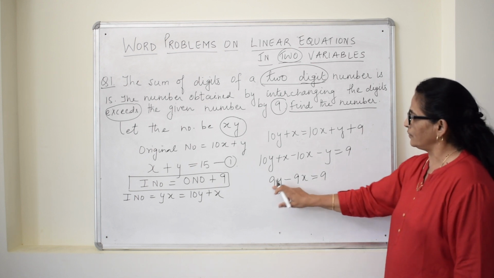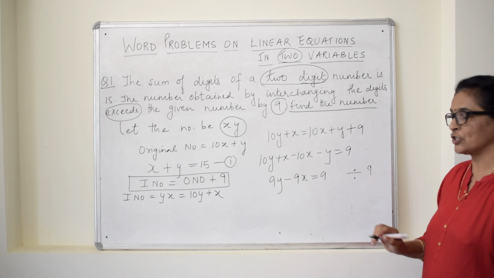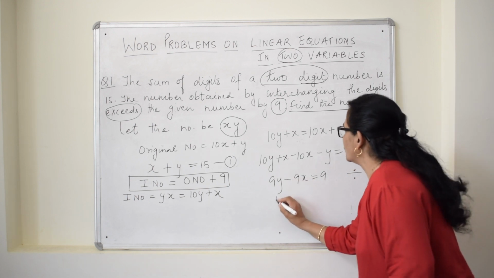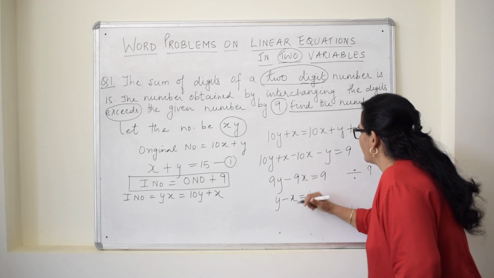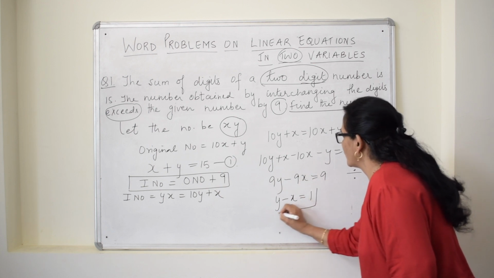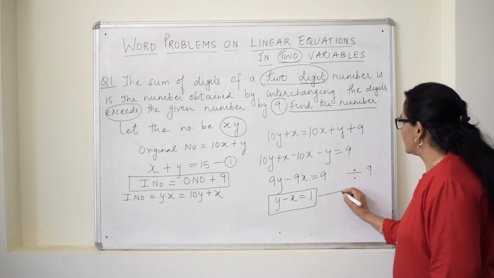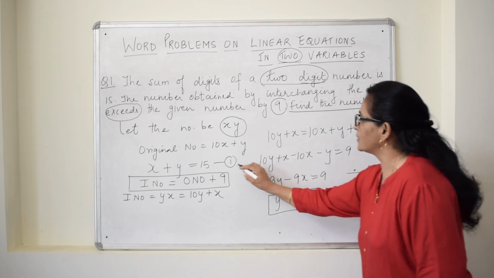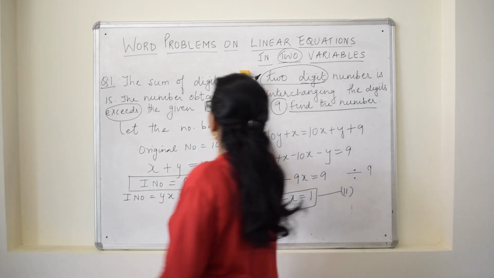We can see 9 is the common factor. We'll simplify it by dividing the equation by 9. So the new equation will be y minus x is equal to 1. Now this is the second equation and this is the first equation. We just have to solve both the equations to get the answer.